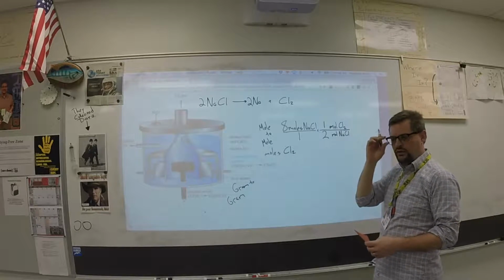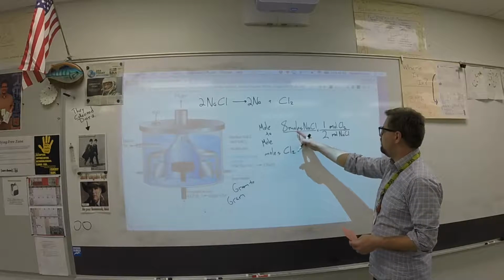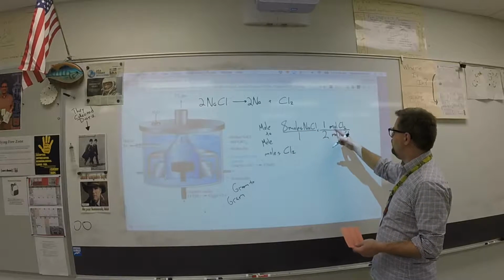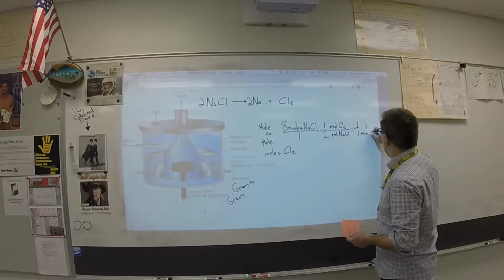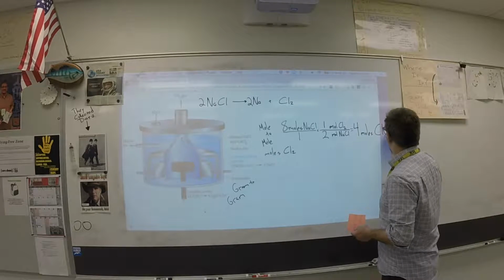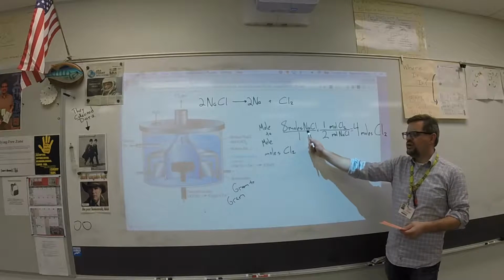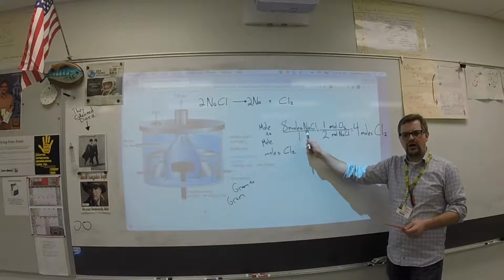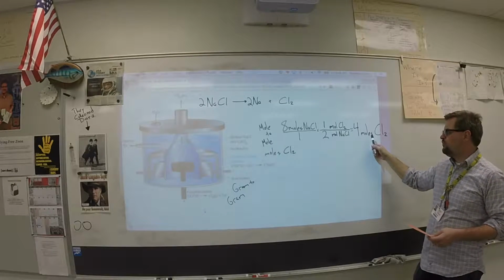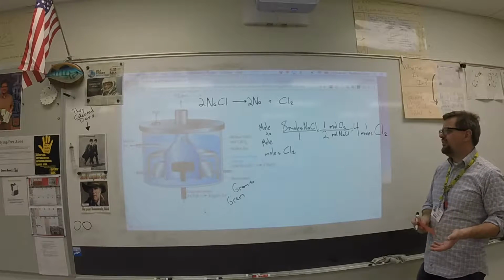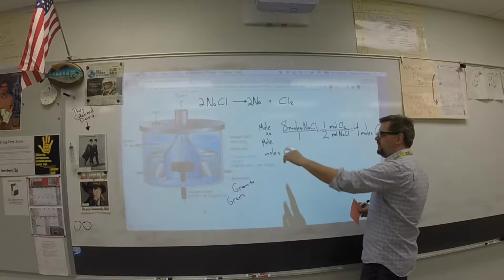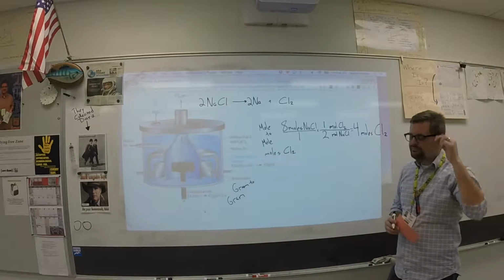Now at this point, we do the math. 8 times 1 is 8, divided by 2. That gives us 4, and that's moles of chlorine. So if we put in 8 moles of sodium chloride, we're going to get out 4 moles of chlorine gas in the reaction. That's a typical mole-to-mole stoichiometry problem.